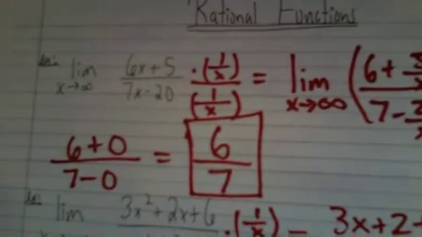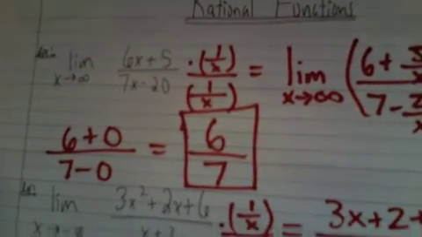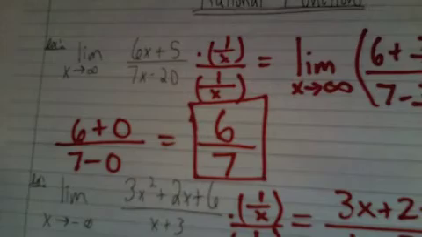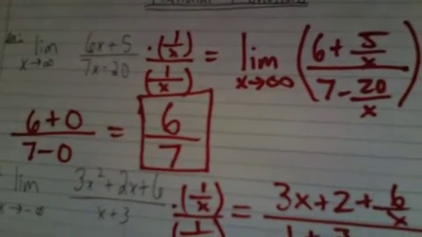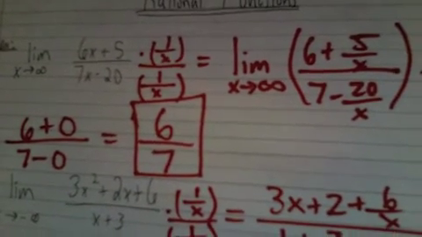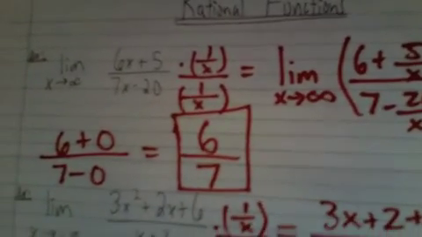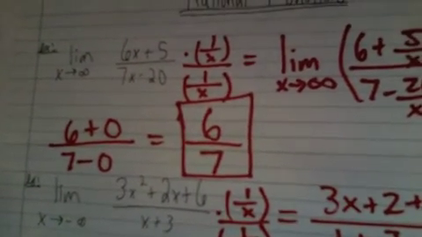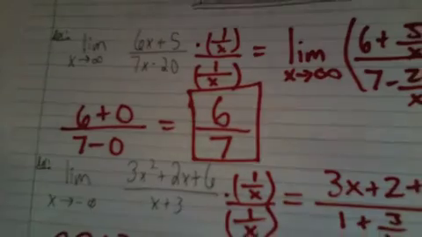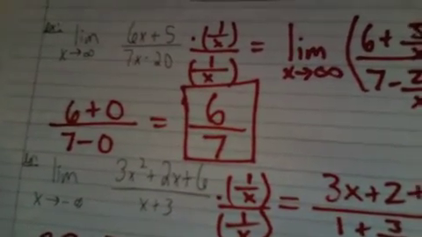And then if you do that, you get the limit as x approaches infinity of 6 plus 5 over x, over 7 minus 20 over x. The limit of all these is just going to equal 6 plus 0 over 7 minus 0, and that's just going to get you 6/7.